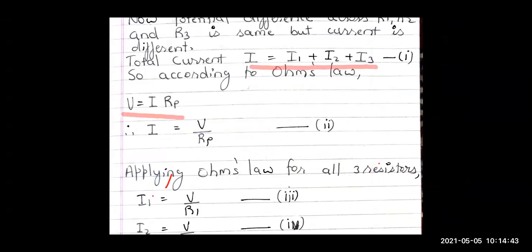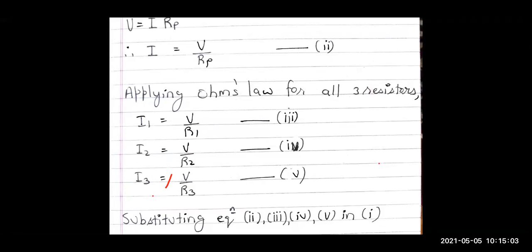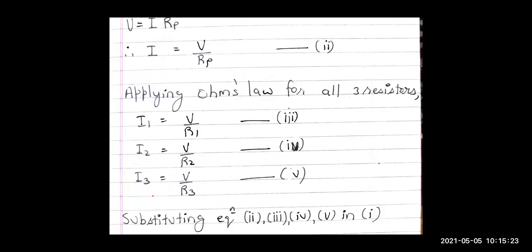So according to Ohm's law, for the total circuit, we can write V equals IR, but instead of R, we are putting Rp. If I make I subject of formula, I equals V upon Rp. This is my equation number 2. Now, same equations I can form for R1, R2 and R3. So instead of Rp, we will be having R1, and the current will be I1 equals V upon R1. For the second resistor, we will have I2 equals V upon R2. And for the third resistor, we are having I3 equals V upon R3. See, the value of V is same, but the value of current is different.